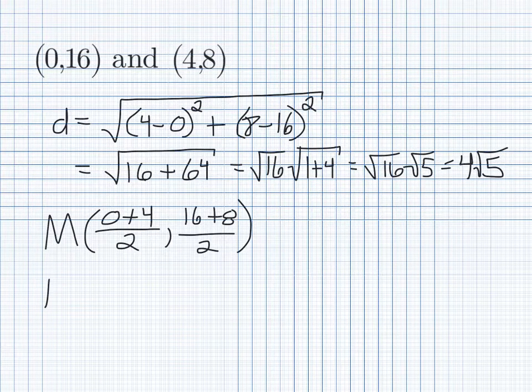So that means we have 4 divided by 2, or 2 for the x coordinate of our midpoint, and then we do the same thing with our other coordinate. 16 plus 8 divided by 2 is equal to 12. So the midpoint is the ordered pair (2, 12).